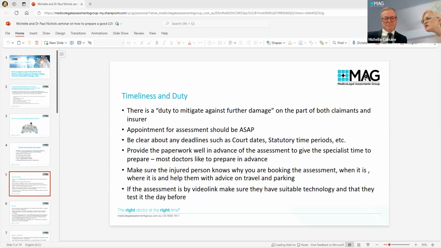And we receive a frantic call from a case manager or a lawyer saying, but we've got a settlement conference on Thursday. Now, if you have urgent deadlines, either a statutory time period associated with this compensation scheme or a legal deadline, make sure you put that clearly in the letter of instruction so the doctor knows. Because if they don't know, they can't respond to your timeline.